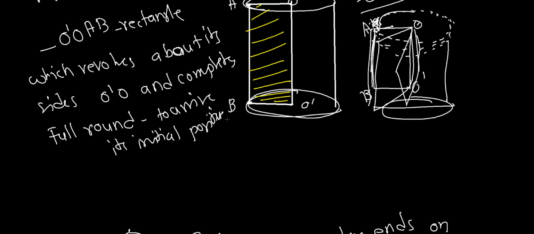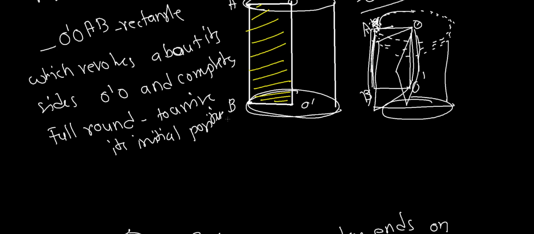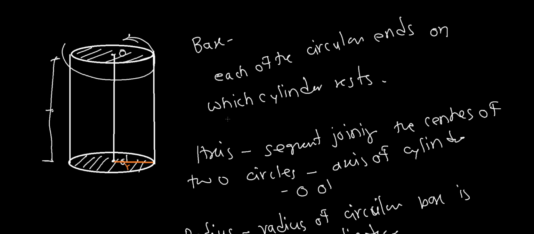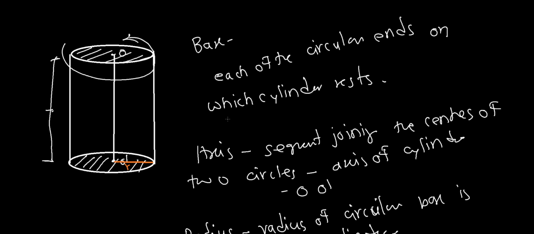These terms are just terms, but when problems come, they come in the language of these terms. So given a base, a lateral surface, or the axis of a cylinder, that's why we should know geometrically what they mean. That's it.